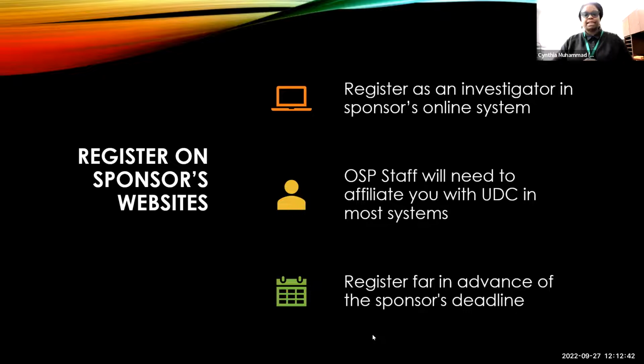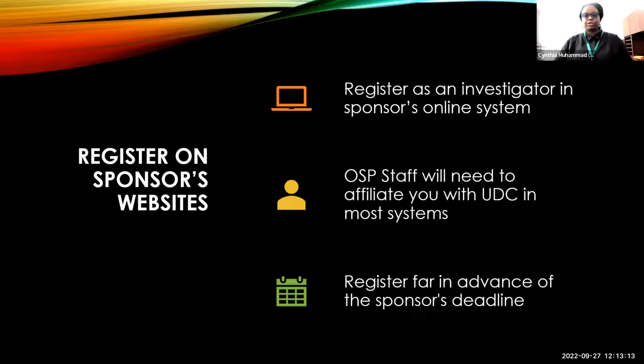Sometimes the sponsors have to approve you, and then it sends an email to OSP to go into the system and to give you a role and to affiliate you with UDC. And sometimes that can take some time. So we want to make sure that everybody does it early so that we're not waiting, and it doesn't hold you up from submitting your grant applications. So that should be one of the first things you do, making sure that you're registered in the system.